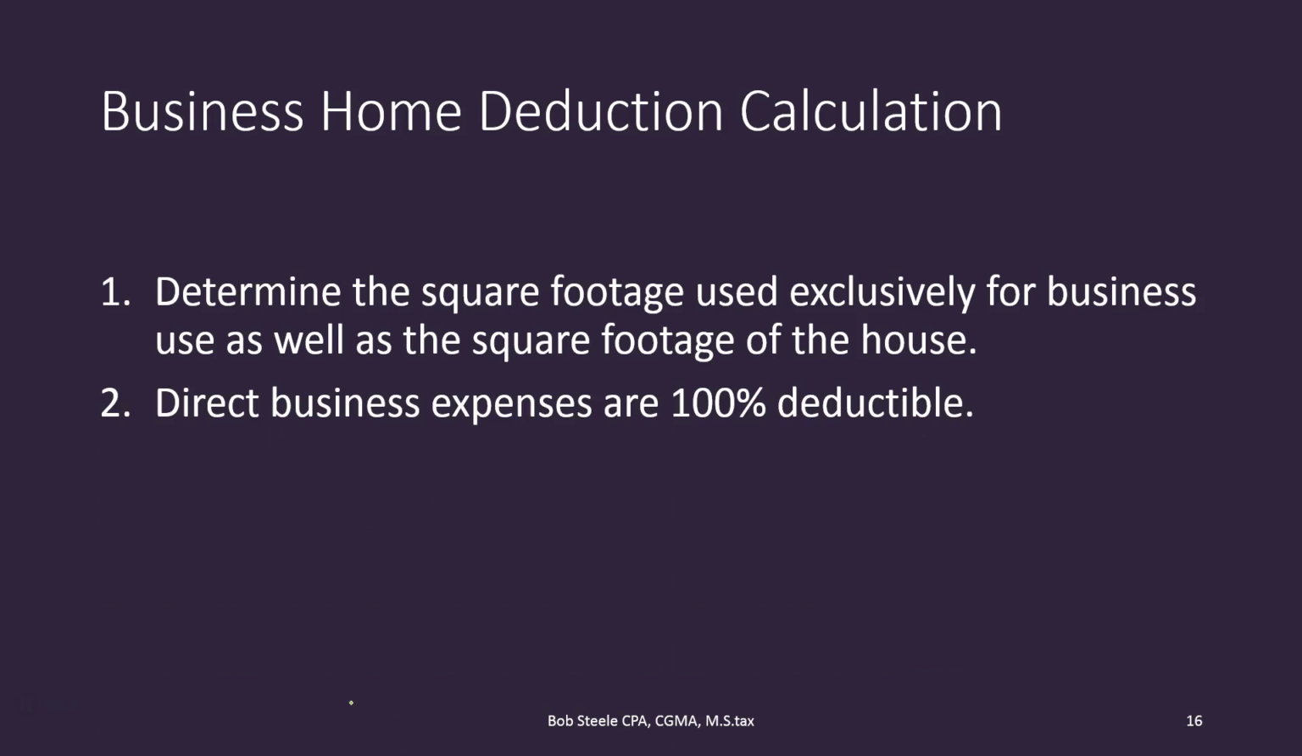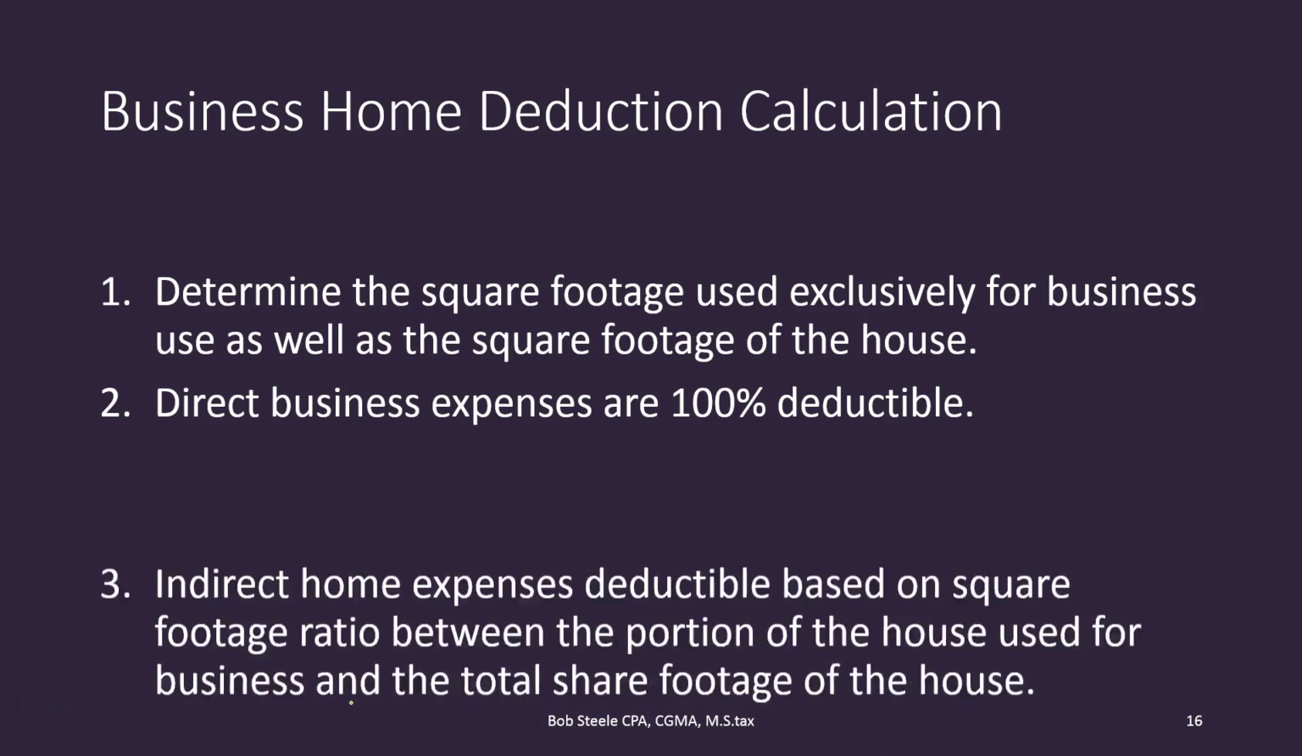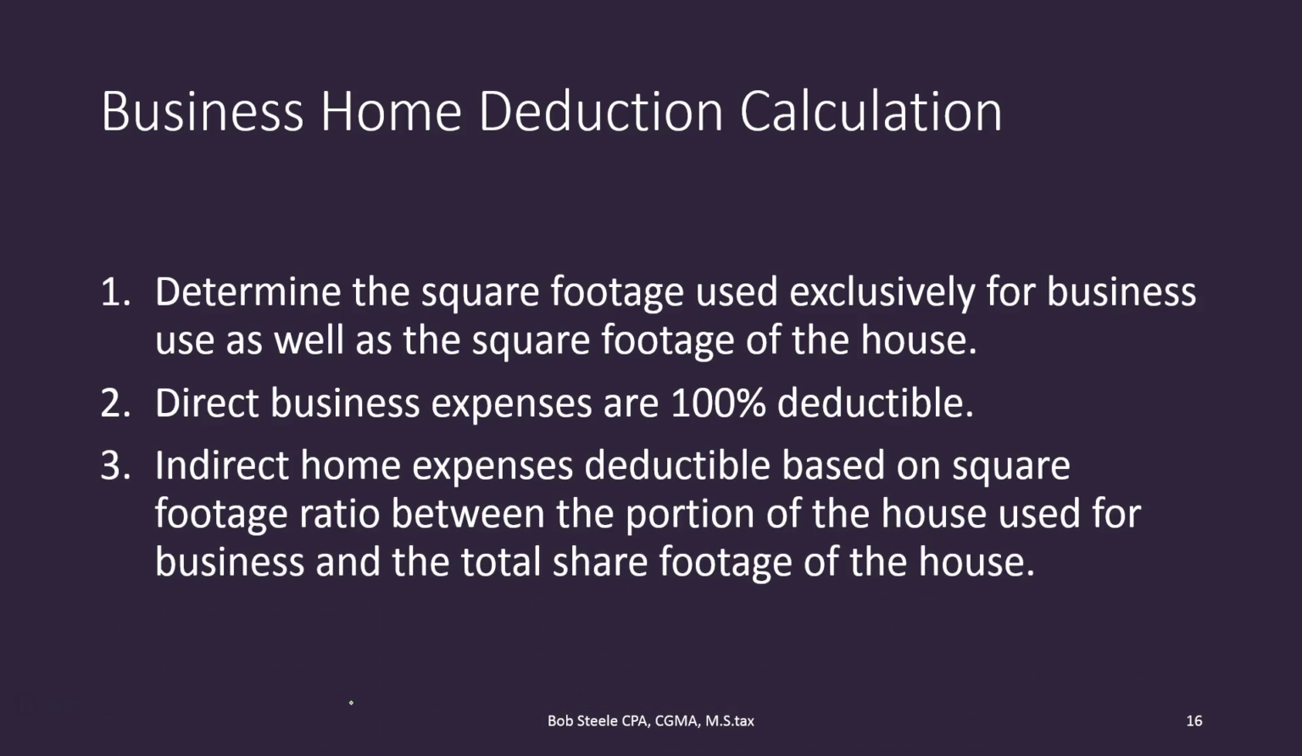So if we have direct business expenses, such as a phone line that was specifically for business in the business office, clearly 100% of that phone line is deductible because it's for business. But if it's an indirect home expense, such as the utilities and the rent or the mortgage, then we could use this ratio in order to see how much of these items would be deductible.